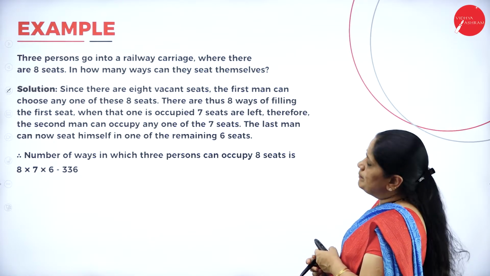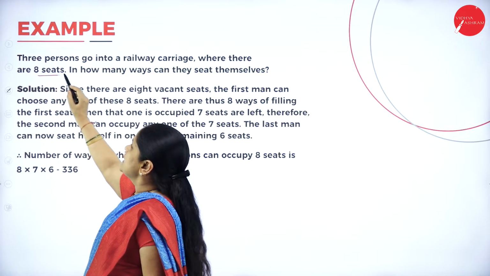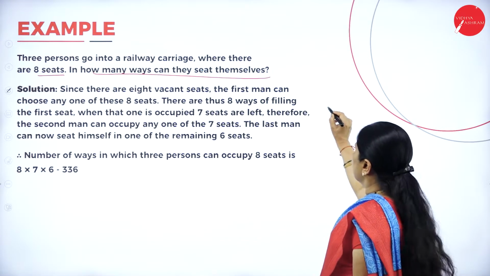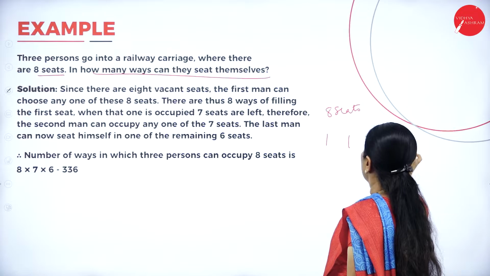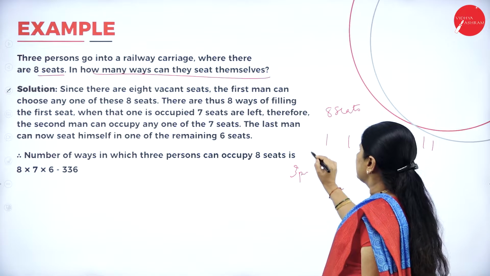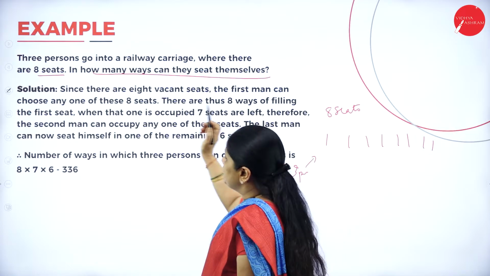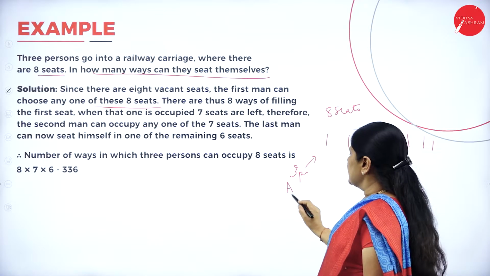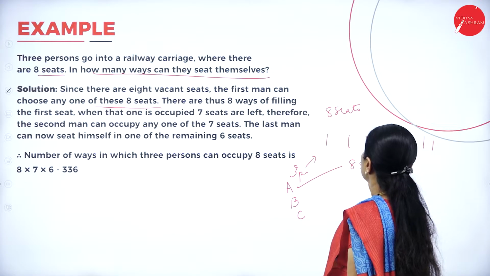Now, the next example: 3 persons go into a railway carriage where there are 8 seats. In how many ways can they seat themselves? So, there are 8 seats in a railway carriage: 1, 2, 3, 4, 5, 6, 7, 8. Now, how many persons go? 3 persons are entering the carriage. Since there are 8 vacant seats, the first man can choose any of the 8 seats. So, there are 3 persons, A, B and C. Now, A can choose from any of the 8 seats.